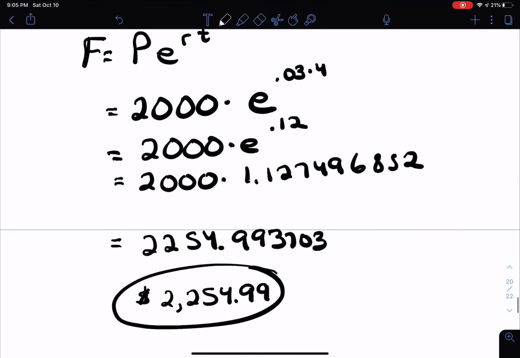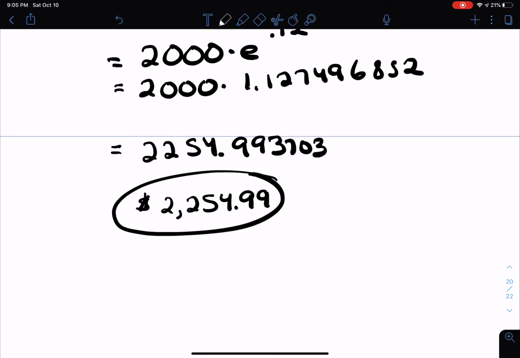2251.01 versus 2254.99. So compounding yearly versus compounding continuously. Continuously did earn us more interest, but it's not as much as you might have imagined. Like you think about, oh, compounding infinite periods seems like that should make it blow up right away, but not as much. But again, give it more time.